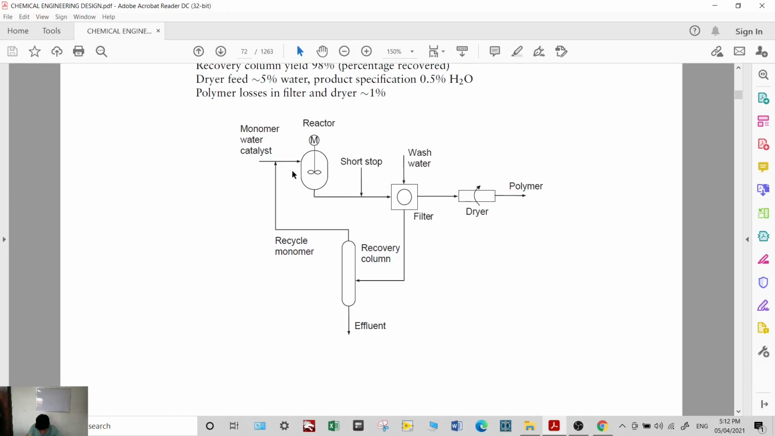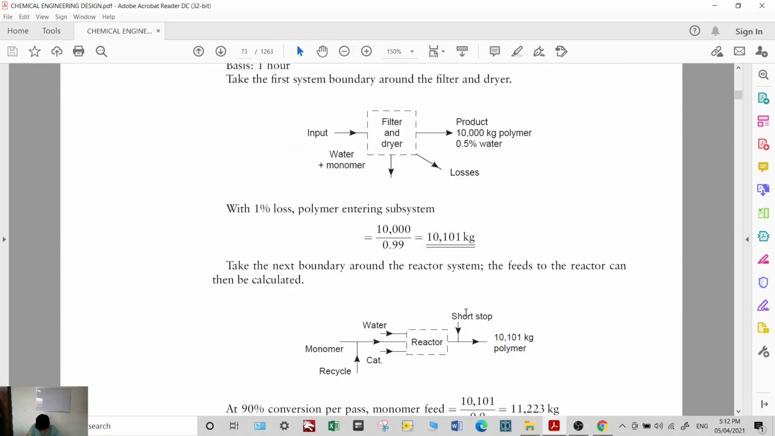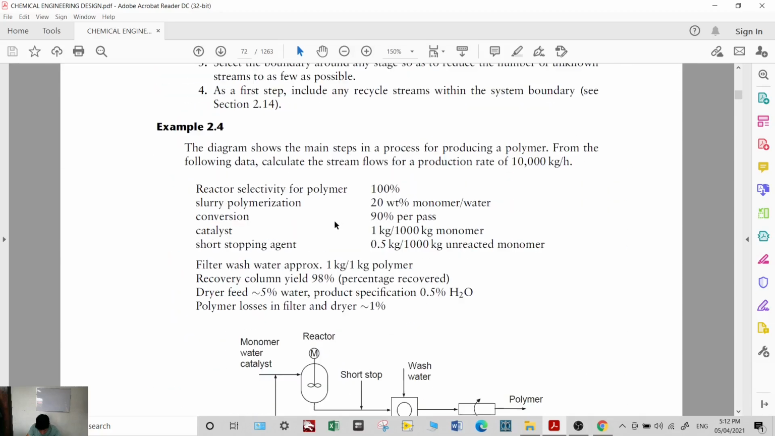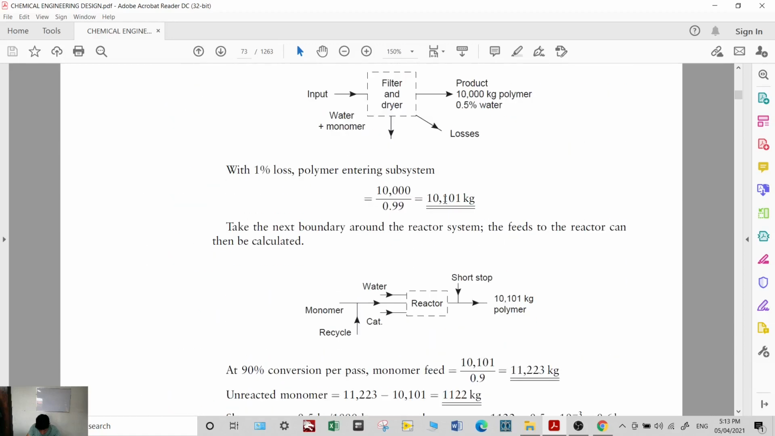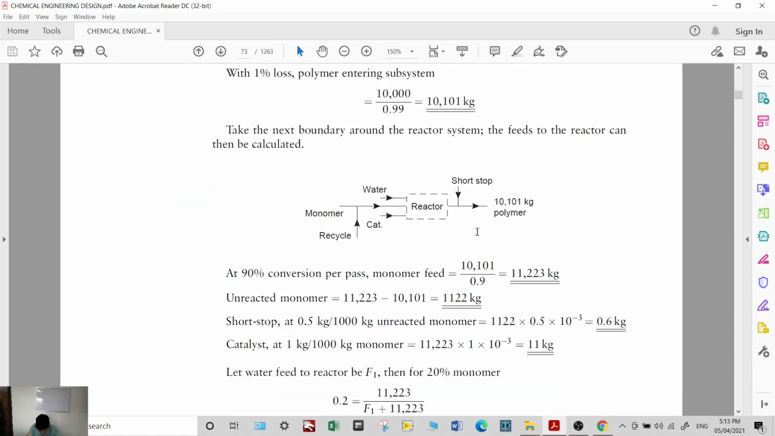Okay, so naay water dire sa reactor. Unya ang product nimo na water nga 532 kilograms. Naay pod kay wash water. So pila man ning wash water. Ang wash water nimo makuha na nimo dire. Filter wash water is 1 kg per 1 kg polymer. So kung pila tong polymer kani 10,101.